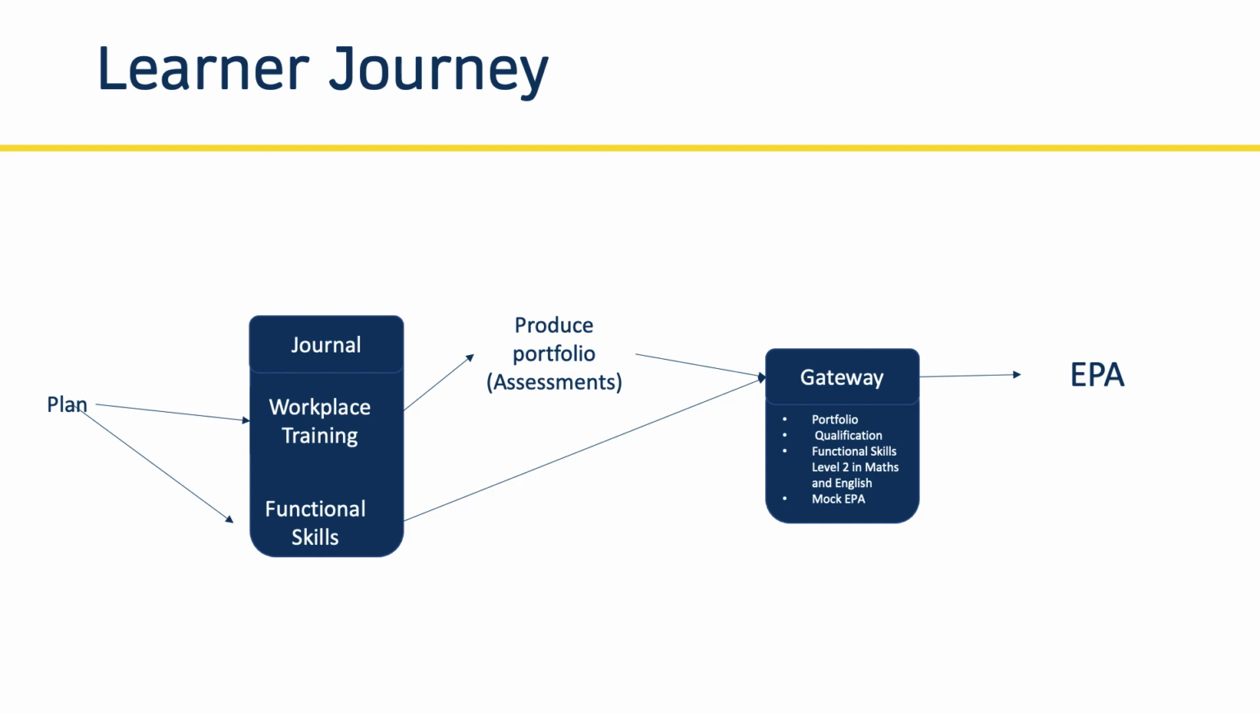Once this has been done and the minimum time on programme has elapsed, you can move on to Gateway, which is a check to make sure that you have completed all the requirements for endpoint assessment and that you're ready to progress, which also includes a mock endpoint assessment. Then finally, you'd move on to endpoint assessment, where you'll be allocated an independent endpoint assessor, and you'll complete those 3 assessments and ultimately be awarded this qualification.